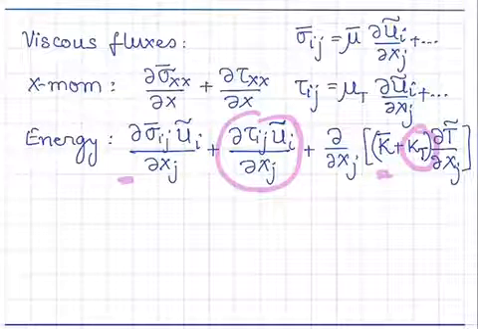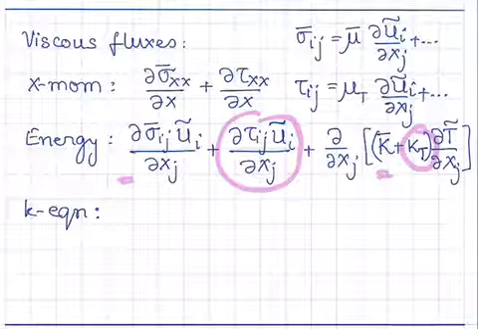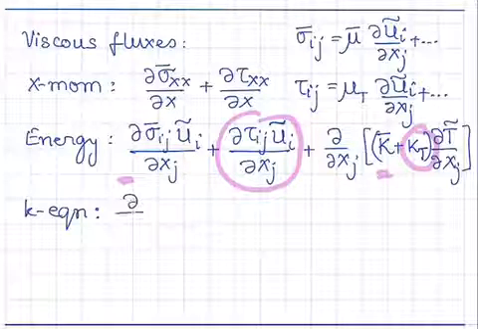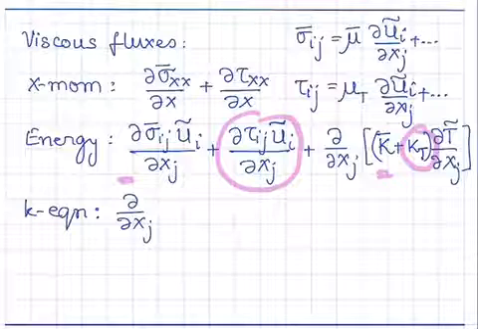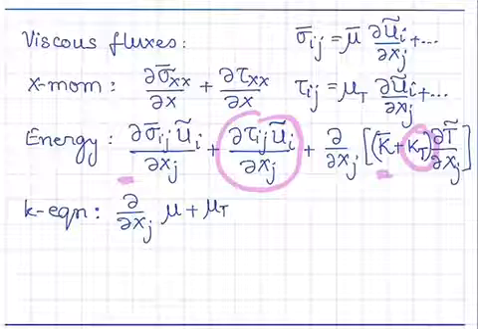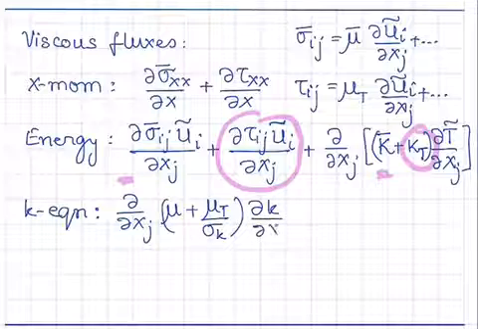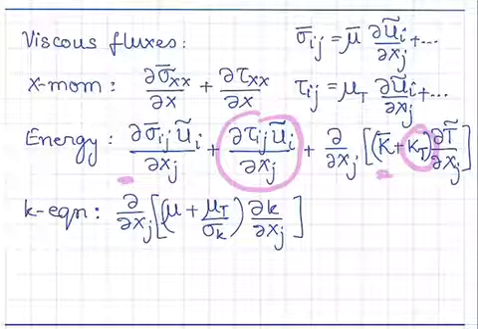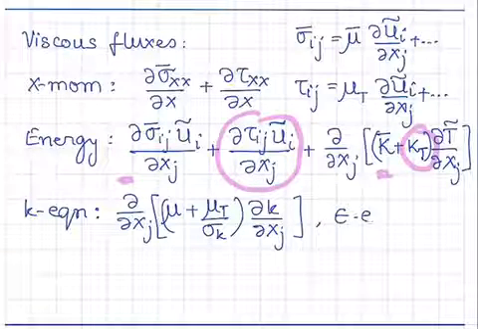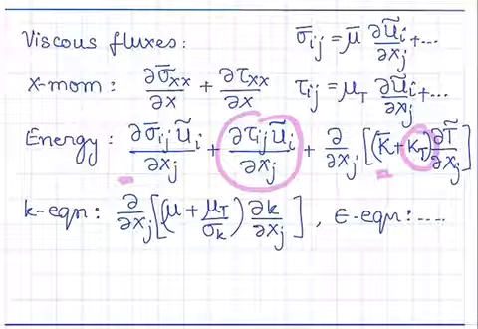The K equation, if we go to that, we will see it has a viscous term of this kind: derivative with respect to x_j, molecular diffusion plus turbulent diffusion with a model parameter times dk/dx_j, and a similar thing for the epsilon equation. And I will skip the writing to save space.